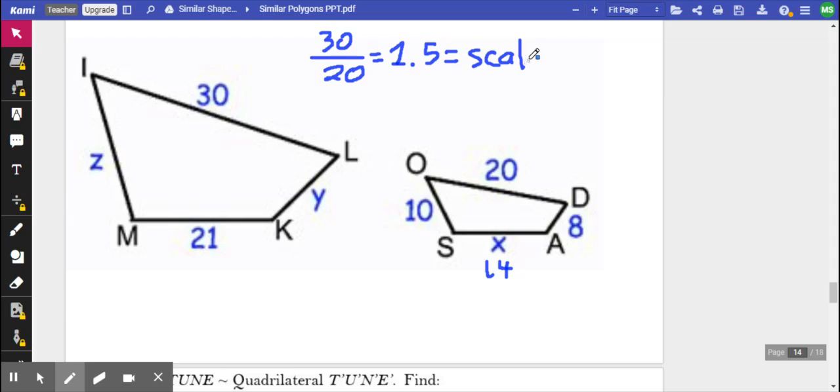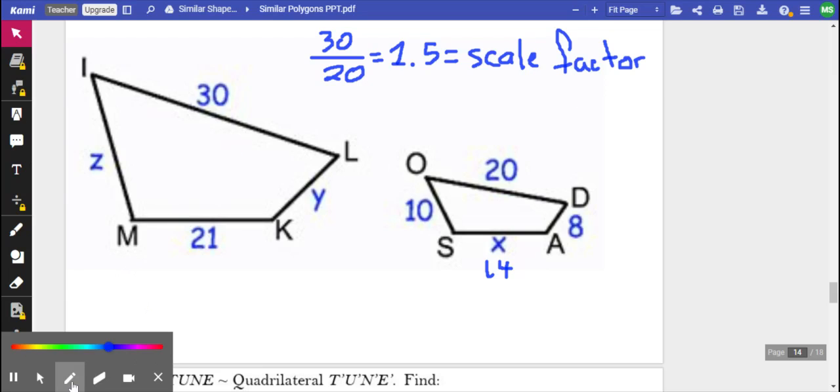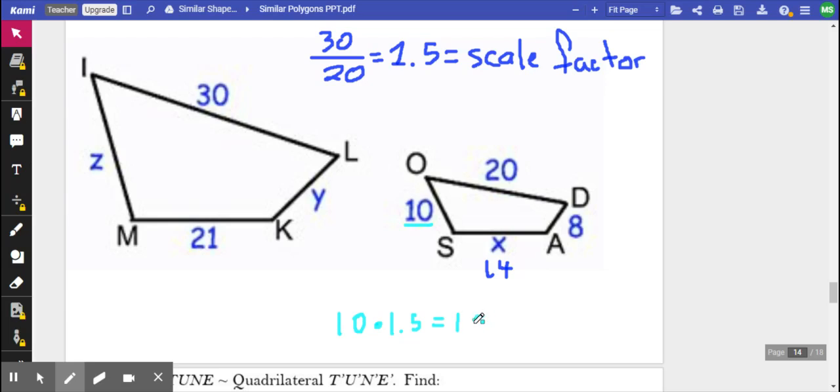And instead of making a proportion, you can just multiply out the things on the smaller shape to get to the larger shape. So for instance, I could take this 10 right here and I could do 10 times 1.5, and that would give me an answer of 15 and give me the answer for my z right there. And then I could do the same thing. I could do 8 times 1.5, and that would give me that y over here is equal to 12.